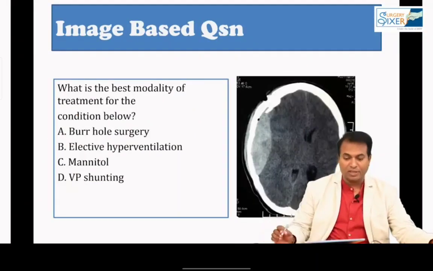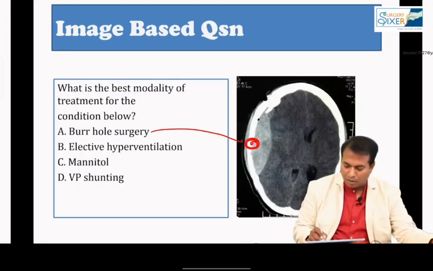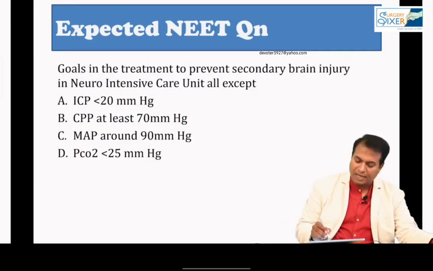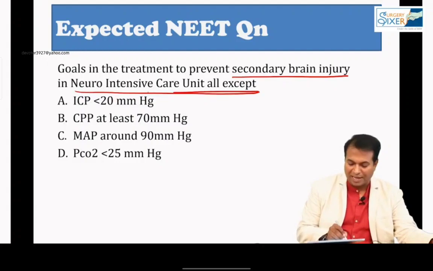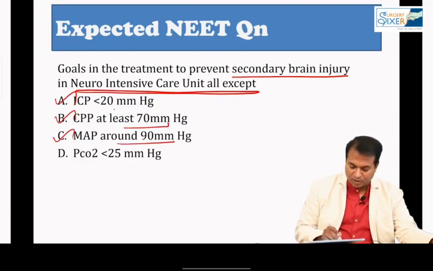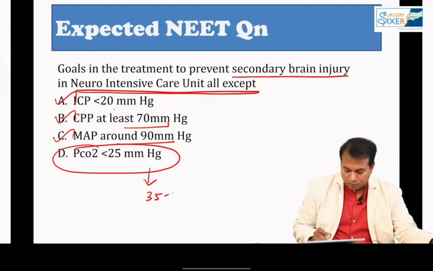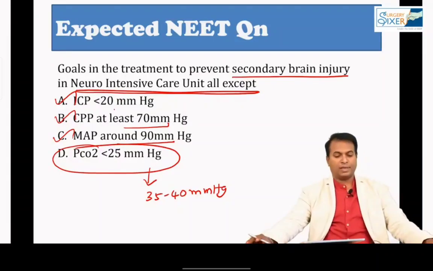What is the best modality for the treatment of this condition shown below? This is making a burr hole. Goals in treatment are to prevent secondary brain damage. Neurointensive care unit values: intracranial pressure should be less than 20. Cerebral perfusion pressure should be more than 70. Mean arterial pressure should be 90. What should be the PCO2? It should be 35 to 40 millimeters of mercury. It should not decrease below that. Okay, these are direct questions.